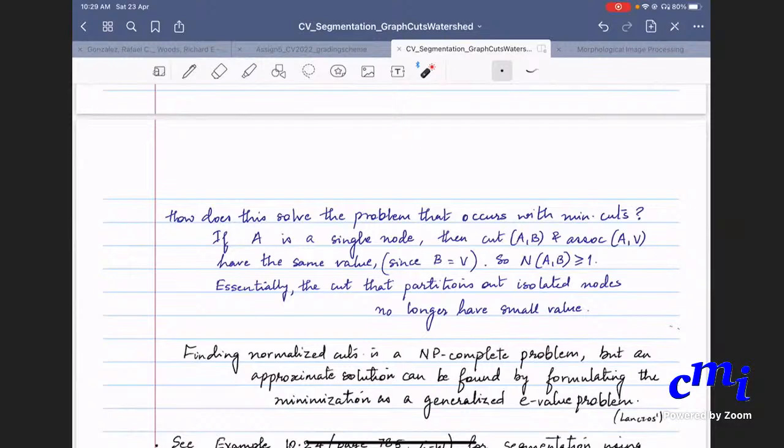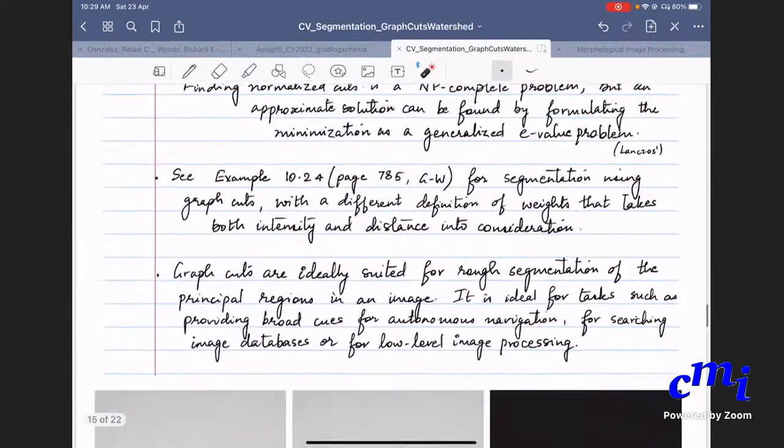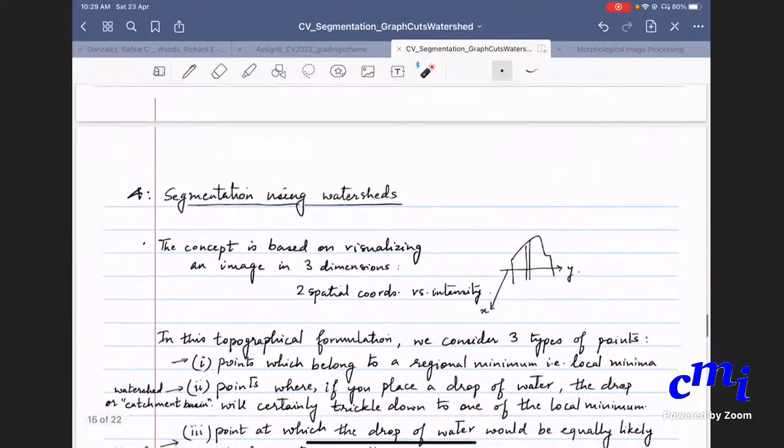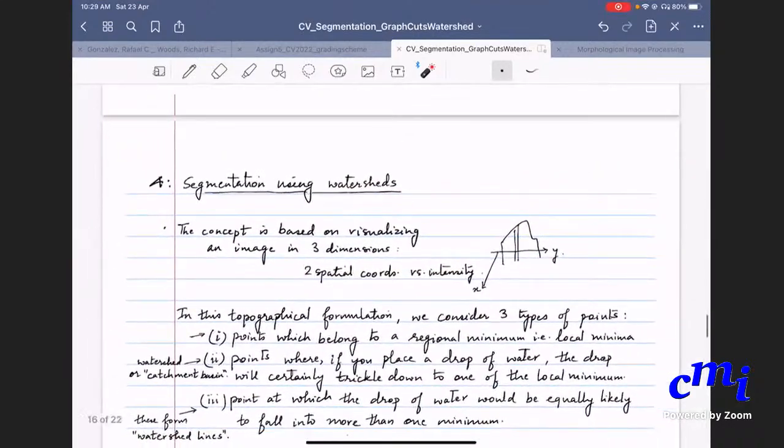It's very interesting how graph cuts leads to an eigenvalue problem, and the eigenvalue methods that you might have seen earlier are applicable here. All right, so that's about graph cuts. That's the main idea in graph cuts.